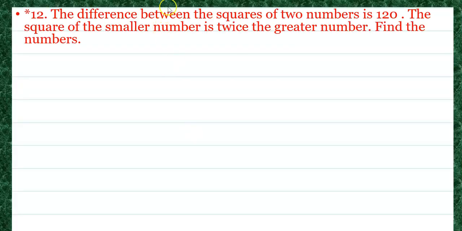The difference between the squares of two numbers is 120. Okay, the square of the smaller number is twice the greater number. Okay, find the numbers. This is important: the difference between the squares of the two numbers, the square of the two numbers.